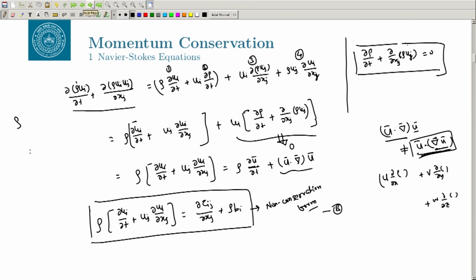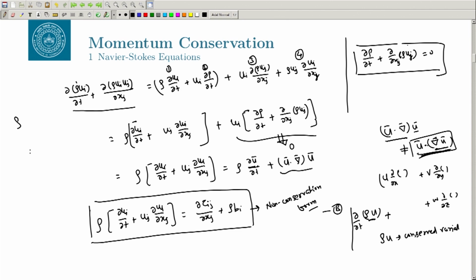And why it is called the conservation form is because you can use the rho u variable inside your d by dt, or even your flux, the convection term. So, this rho u becomes a conserved variable.